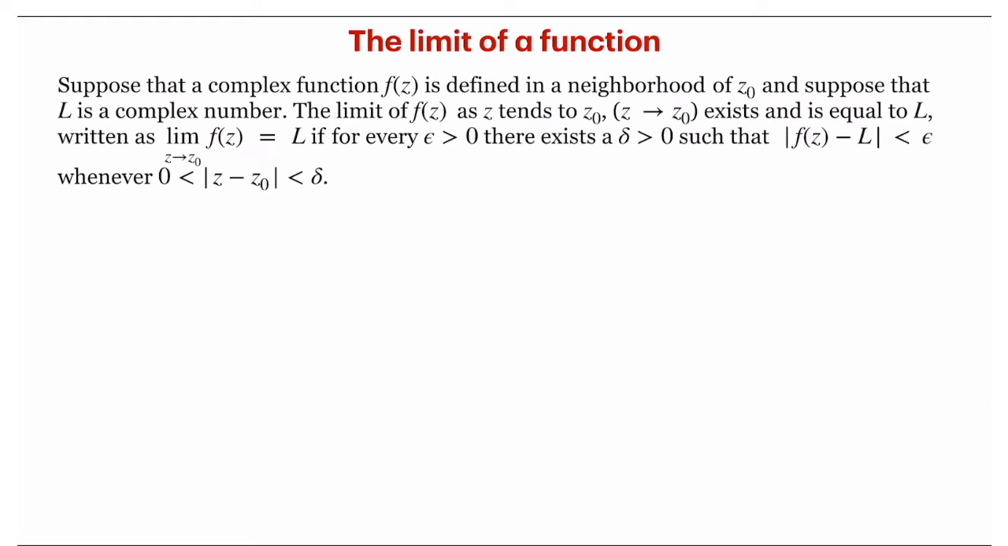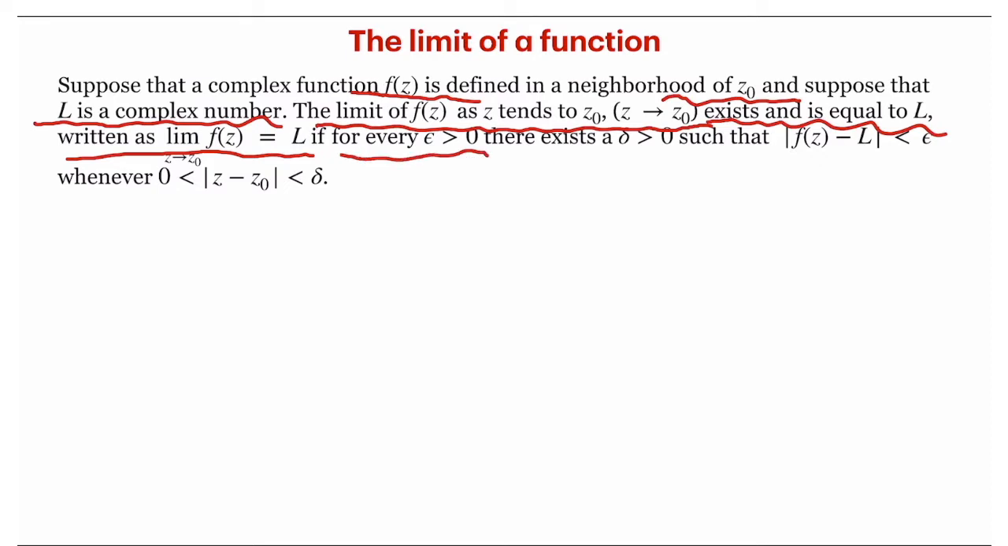It is a somewhat involved definition with various terms, but we will try to visualize them. Suppose f(z) is a complex valued function in the neighborhood of point z0. Suppose that L is another complex number. The limit of f(z) as z tends to z0 exists and is equal to L, written as limit of f(z) as z goes to z0 equals L, if for every epsilon there exists a delta such that |f(z) minus L| is less than epsilon whenever |z minus z0| is less than delta. So it is the conventional mathematical definition, what is called the epsilon-delta definition of limit.